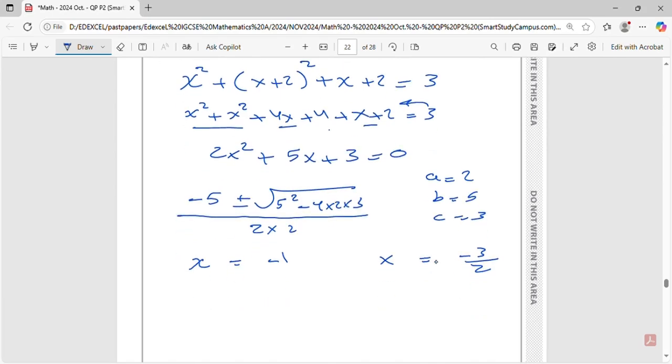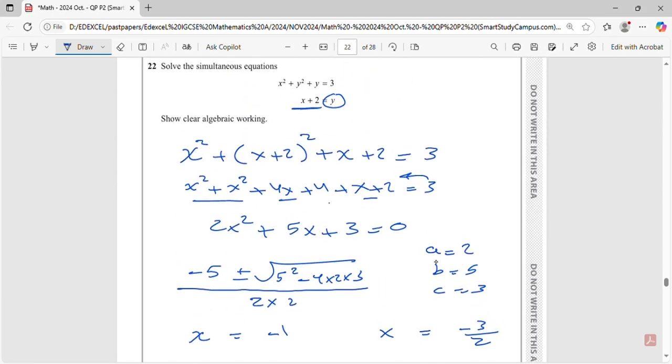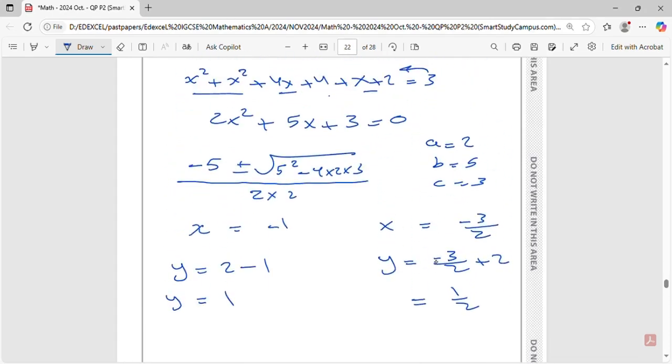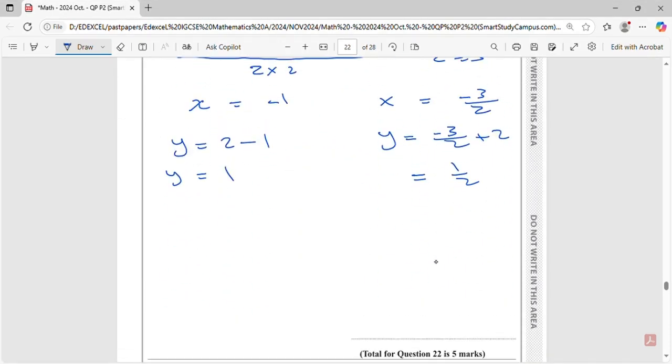As long as I have these two values, and I know before that y equals x plus 2, so for y equals x plus 2, with x equal to minus 1, y will equal 1. And for the other x, as we said, x plus 2, it will be negative 3 over 2 plus 2, which is equal to a half. So I have two solutions, because he asked me for the solution: once x equals negative 1 and y equals 1, and once x equals negative 3 over 2 and y equals a half.